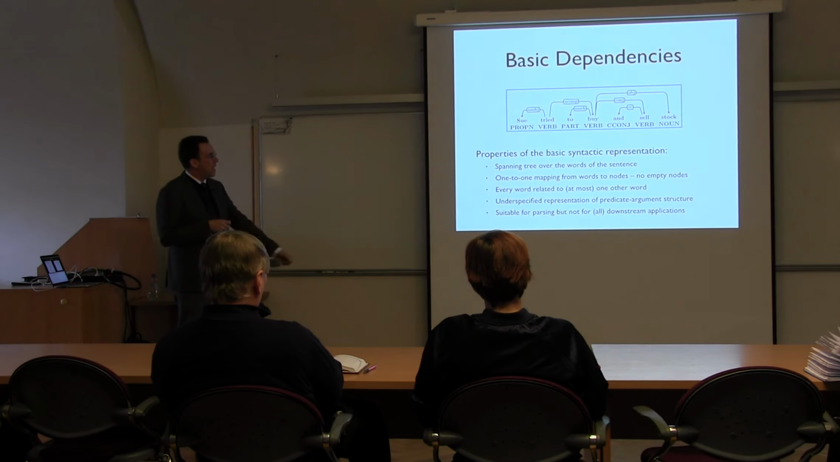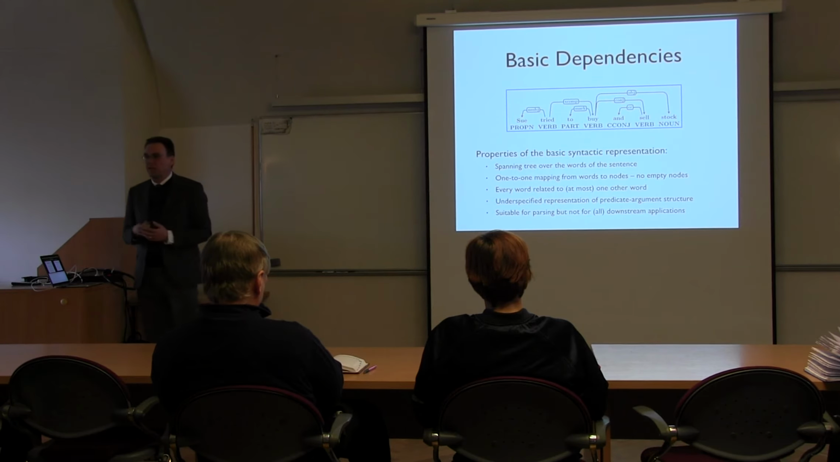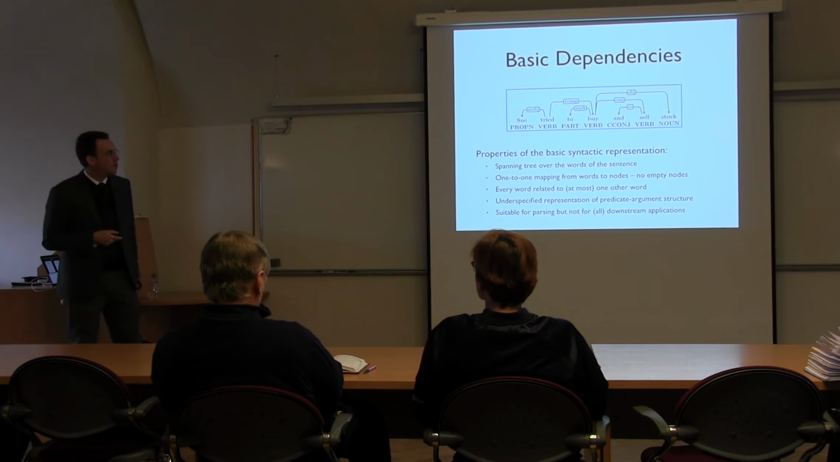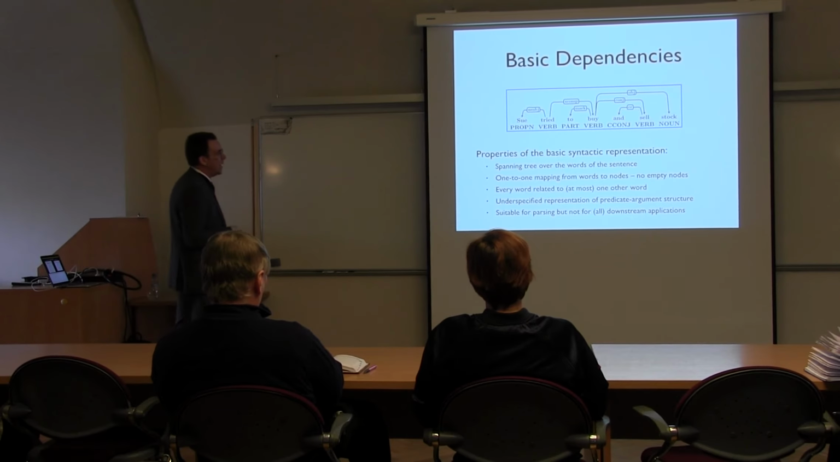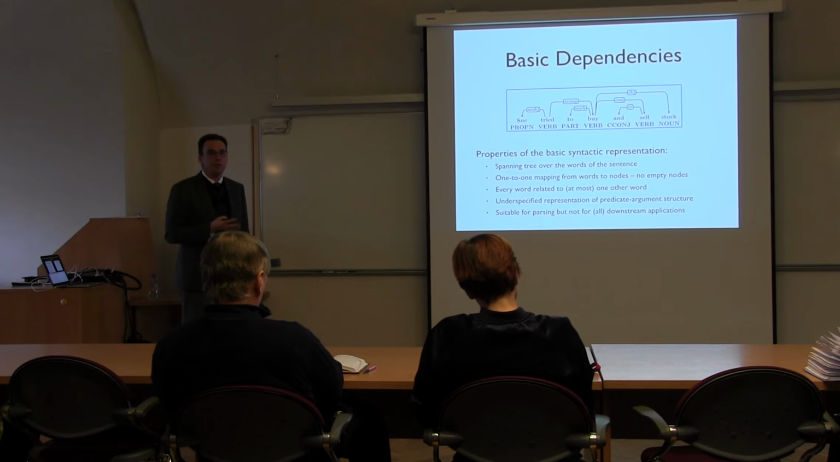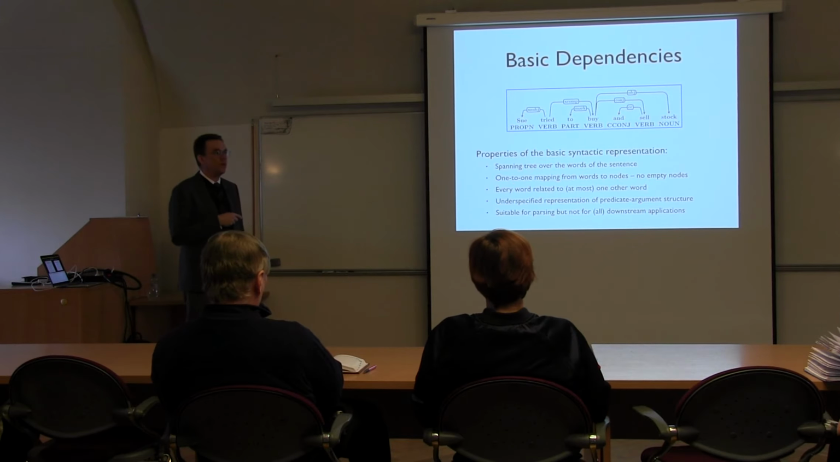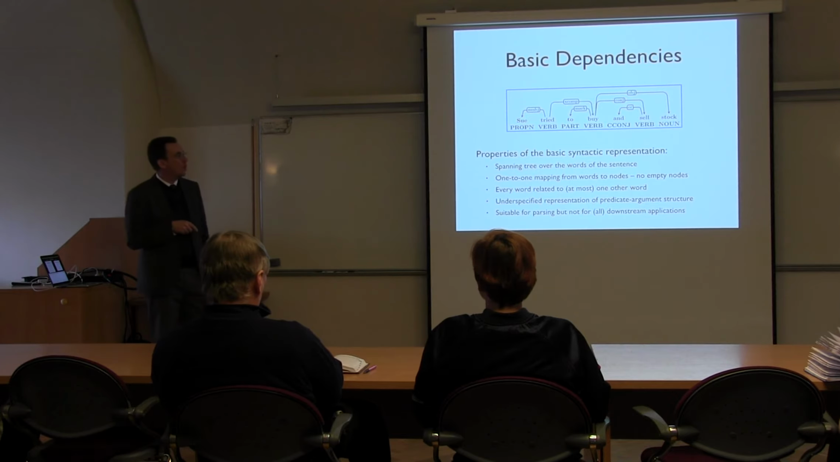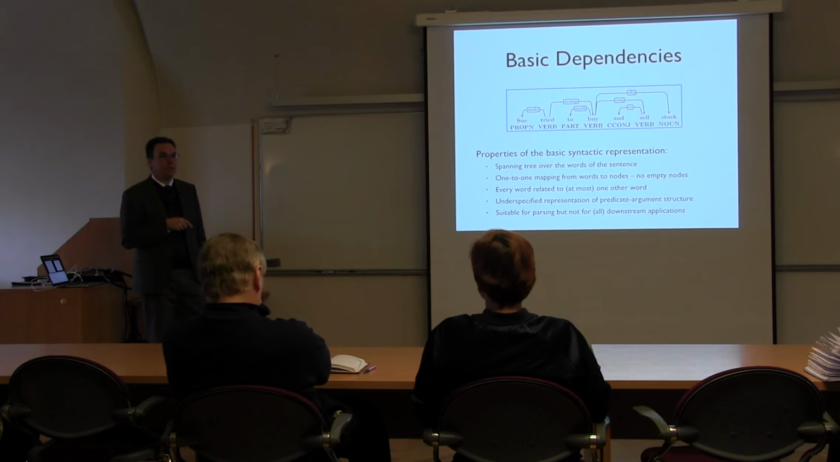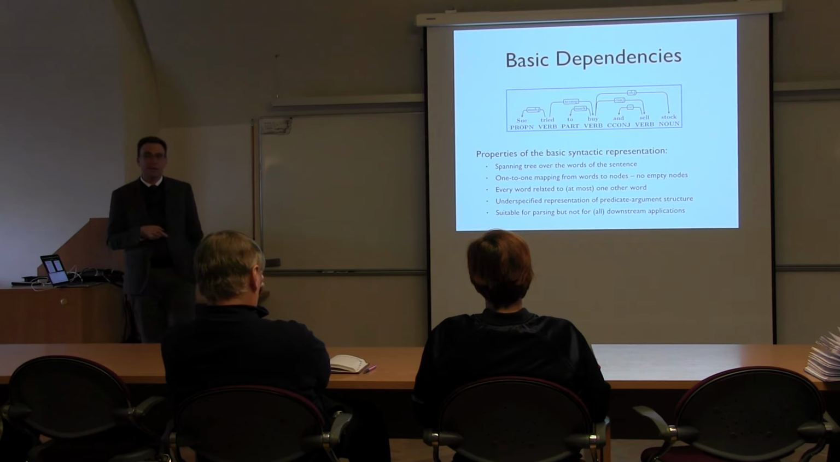Okay, so as I already said, the syntactic annotation comes in two versions. The first is what we call basic dependency. The property of the basic syntactic representation is that it always forms a spanning tree over the words of the sentence. And that implies a couple of things. First of all, it implies that there is a one-to-one mapping from words to nodes. So once we have segmented a sentence into its words, every word will be part of the tree, and nothing else will be a node in the tree. So there are no empty nodes or anything like that in the basic dependency.